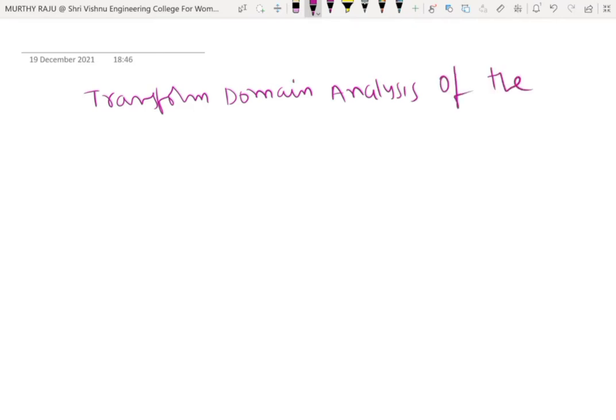In this video, I am going to explain the transform domain analysis of the convolutional encoder with the help of one problem. Transform domain analysis of the convolutional encoder.